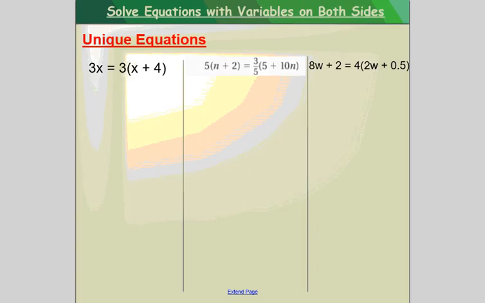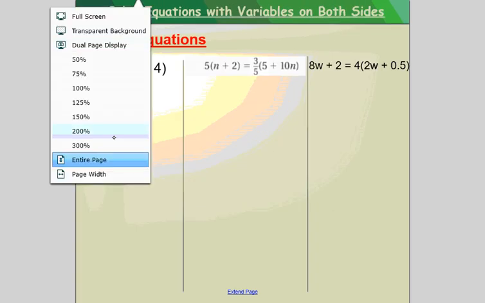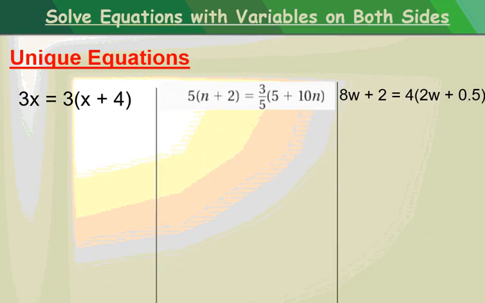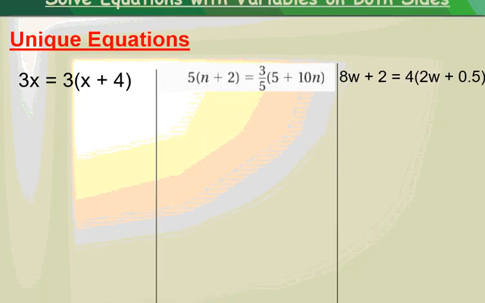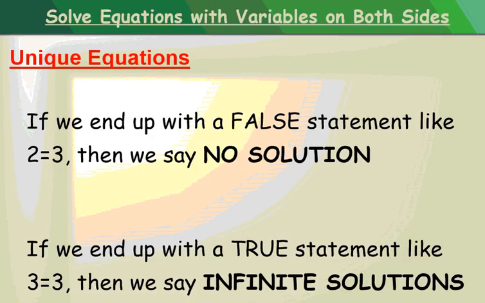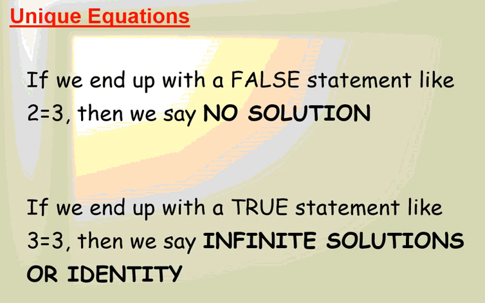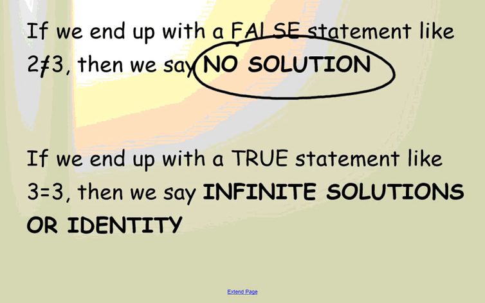Okay, that's the first half. Second part has to deal with unique situations. The situations you're looking for are the two following ones. If we end up with a false statement, like all of our variables go away, and we get something like 2 equals 3, which is clearly not true, then we're going to say no solution. We say no solution because the equations weren't even balanced from the get-go. There's no value that you could put in for the variable that will ever make the equations balanced because they didn't start out balanced. It was actually a false statement from the get-go.